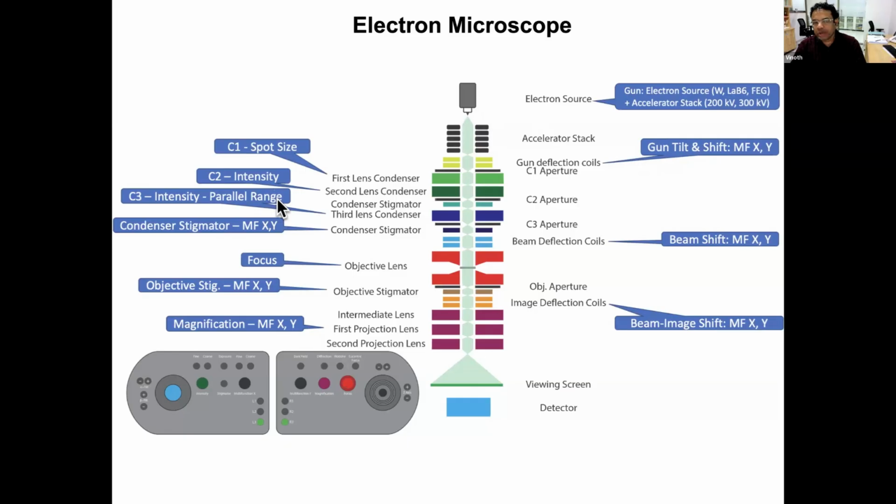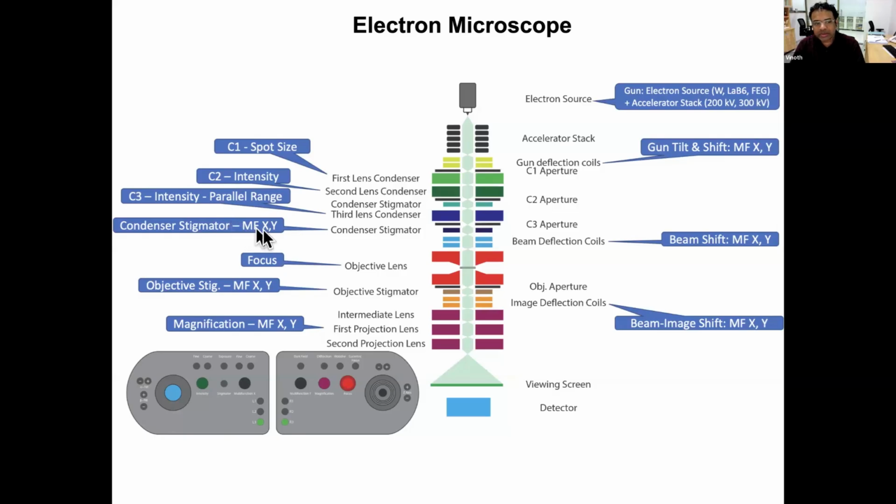Then you have the intensity, how much dose you want to put on the sample, which is controlled by the C2. And if you have a higher end microscope, you have a third lens called condenser 3 that makes sure that your beam is parallel. However, if you don't have a third condenser lens, the way to make the beam parallel is to expand it so that you are always in the parallel range. This is important because it will affect your resolution in the end.